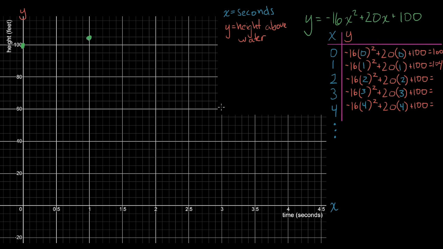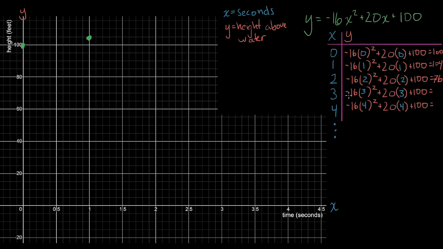And then next I have negative 16 times 2 squared. 2 squared is 4, and 16 times 4 is 64, so that'd be negative 64. And then I have 20 times 2 is 40, so negative 64 plus 40 is going to be negative 24. And then negative 24 plus 100 is going to be positive 76. So I'll write that, positive 76.